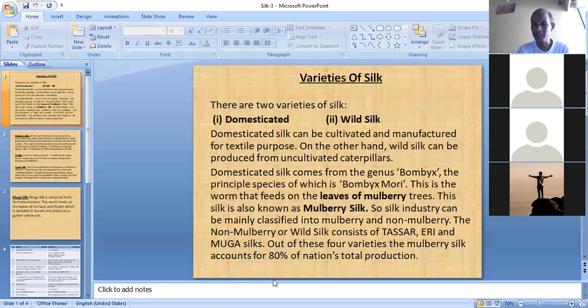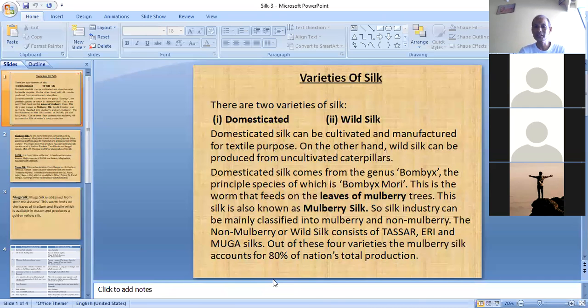And this is the worm that feeds. Bombyx mori is the name of the worm which feeds on the leaves of mulberry trees. So this silk is also known as mulberry silk. तो बॉम्बिक्स मॉरी सिल्क बोल सकते हैं या इसको आप मलबरी सिल्क बोल सकते हैं. मलबरी हम इसलिए बोल रहे हैं क्योंकि ये फीड करता है मलबरी लीव्स के ऊपर.